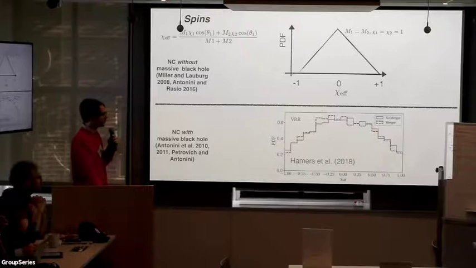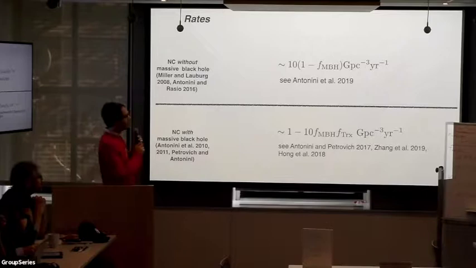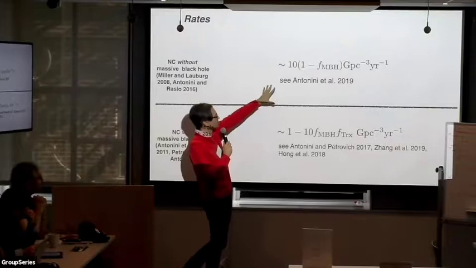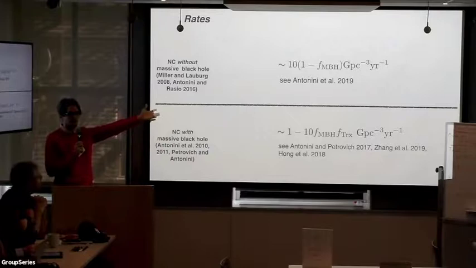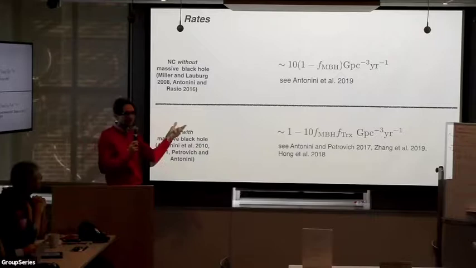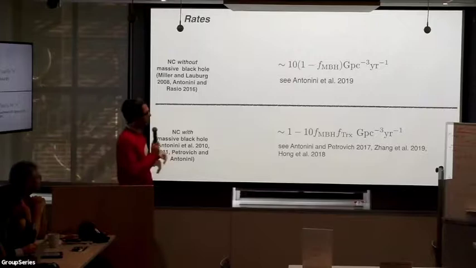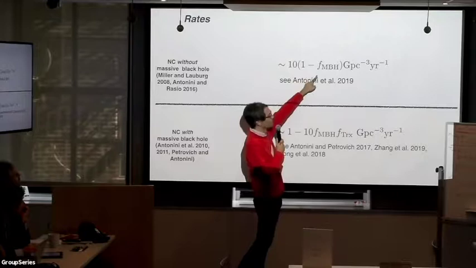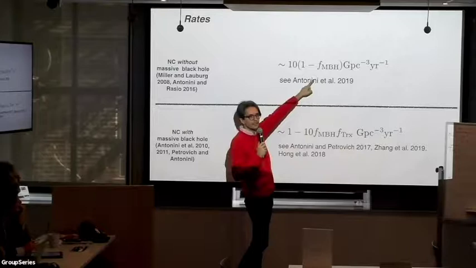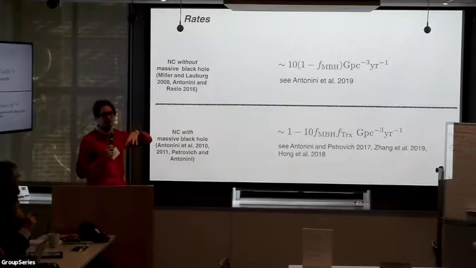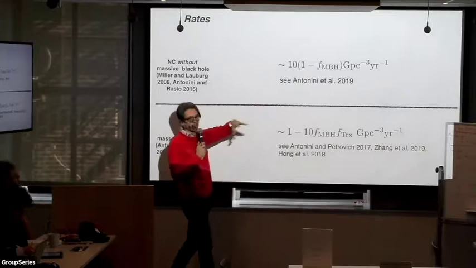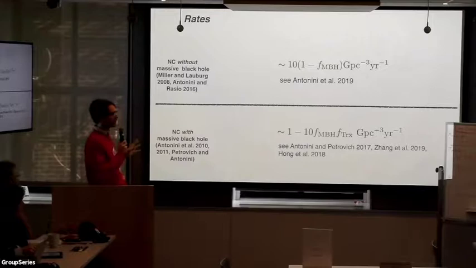And these are the predictions for the merger rates. They're very uncertain, but the result is that both channels should produce a number of binary black hole mergers that should be large enough that eventually we should detect some sources coming from these channels. And what I want to stress here: this merger rate, I multiply this by one minus the fraction of nuclear clusters that have a massive black hole at the center, which is constrained by observations, but it is not well known. Observations show that approximately 70% of nuclear clusters in the local universe have a massive black hole, but again, this is very uncertain.